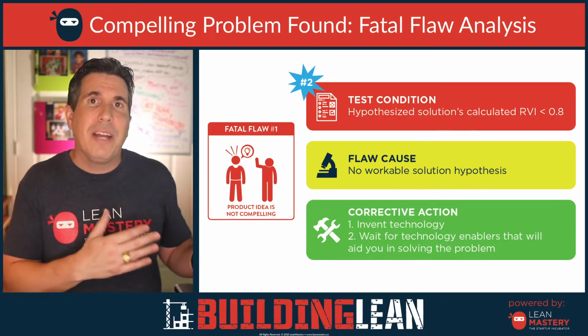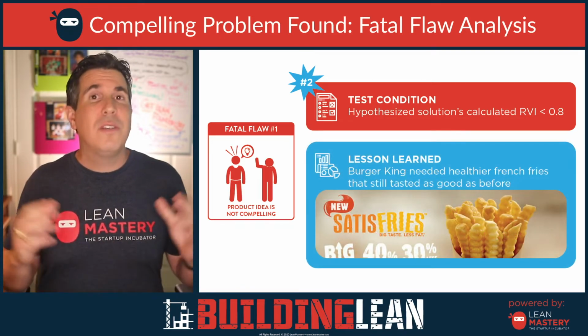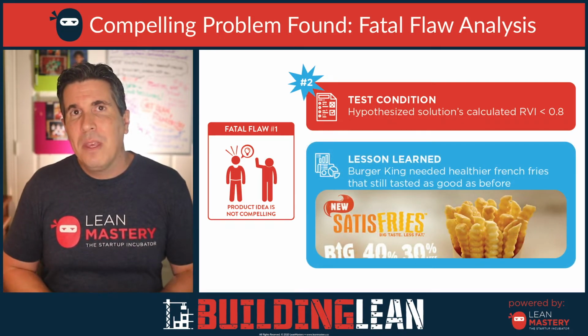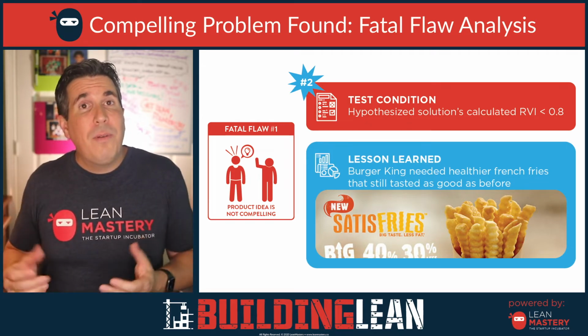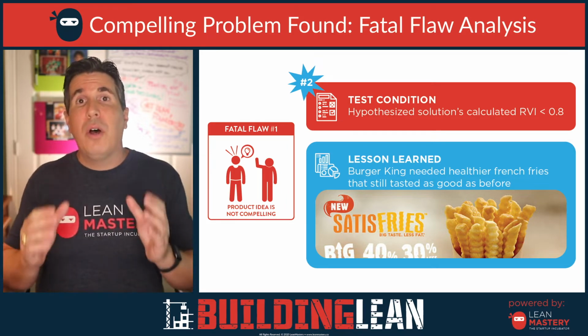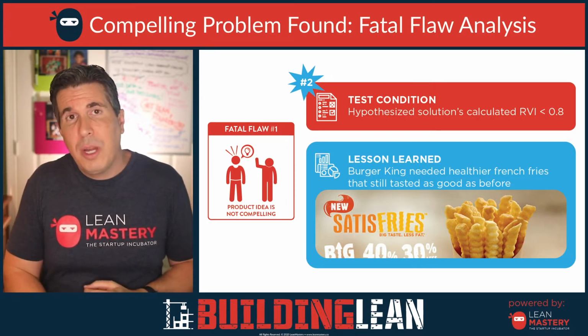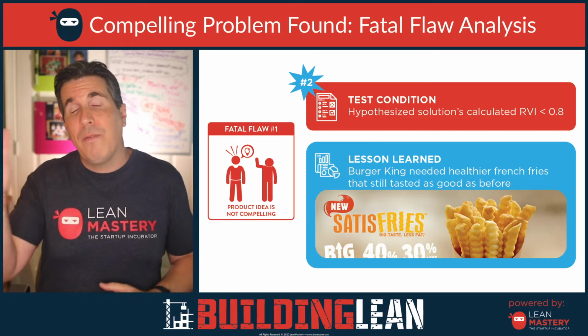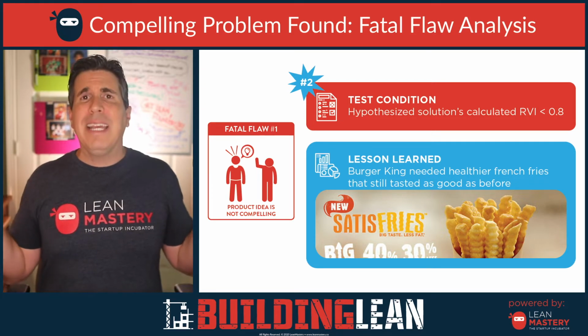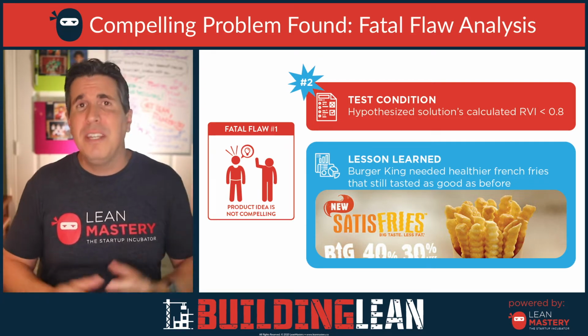So let's return back to the earlier Burger King example with its failed Satisfy products. In those, that Satisfy product ended up suffering from the first fatal flaw, where the cause was no workable solution hypothesis. Even though Burger King knew it had no workable solution hypothesis that would result in a better situation for its customers, remarkably, it launched a new product that was guaranteed to fail.